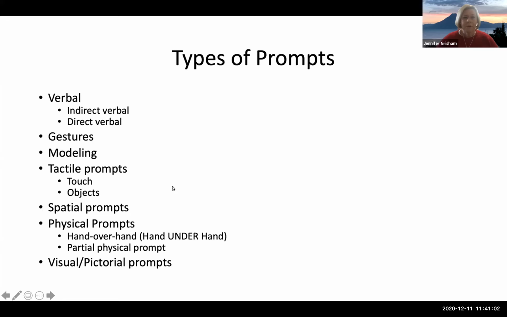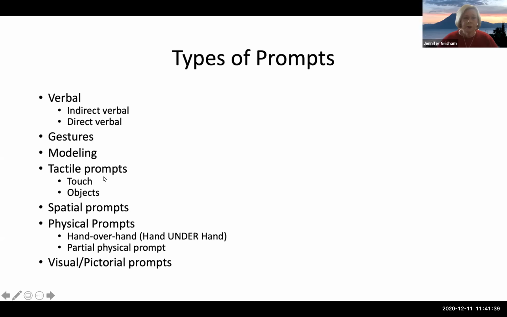system of least prompts. Of course, an indirect verbal prompt is more like a hint. So if I'm asking a child to share a toy with someone else, instead of saying, give the toy to the other child, which would be a direct prompt, I would say, what are you supposed to do next? Which would be an indirect verbal prompt. Gestures, as you all know, is just moving in the direction of what the child is supposed to do. We can use verbal, we can use physical models with a child.